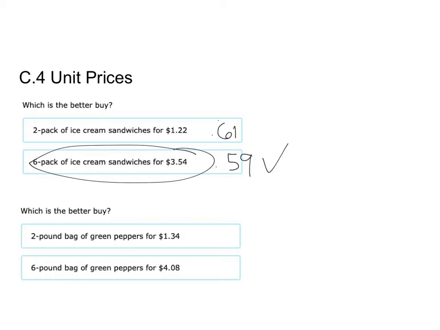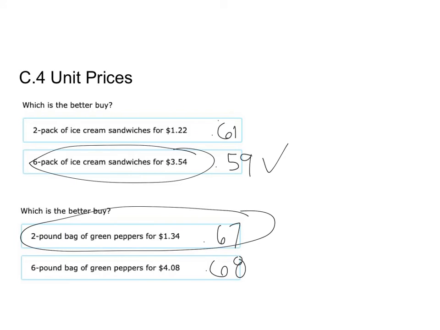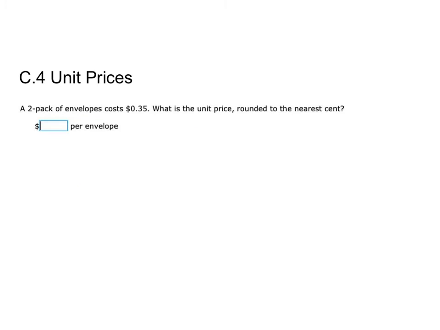But don't always pick the bulk one. Like if we look at the next one, we can take the green peppers. They cost $1.34 for 2, which means it's 67 cents per pepper. Whereas a 6-pound bag is $4.08, so we take that $4.08 and divide it by 6. And in this case, it's 68 cents per pepper. So the 2-pound bag is actually a better deal. So you want to make sure that you actually divide those to see which one is the better deal.